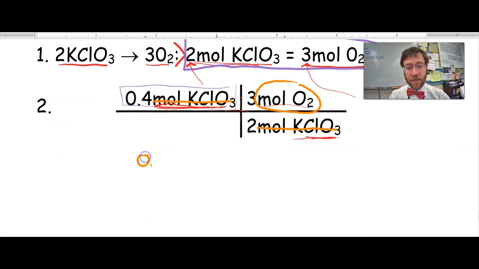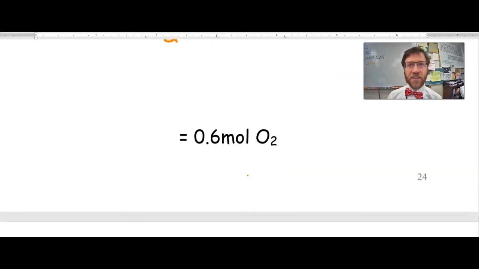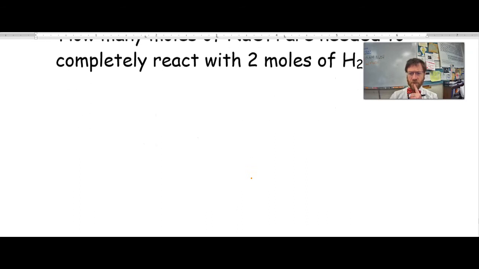The math will end up being 0.4 times 3 divided by 2. So that'll be 0.6 moles of O2. You guys picking up what I'm putting down? Sweet! Let's try one more. How many moles of NaOH are needed to completely react with 2 moles of H2SO4?